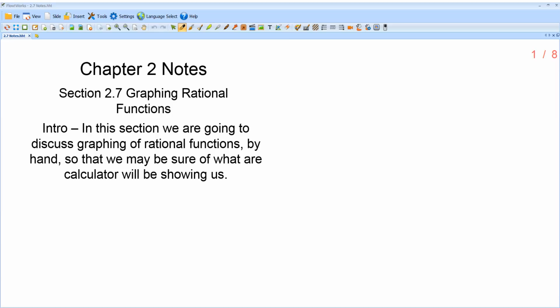All right, welcome. Thanks for joining section 2.7, our last section of the chapter. Very exciting. So we end on a sort of cool note, graphing rational functions.